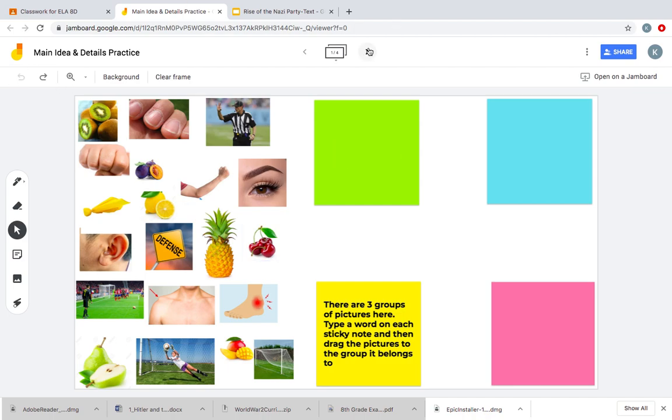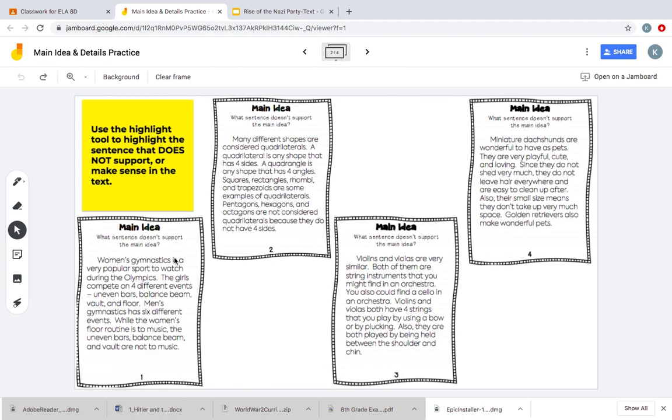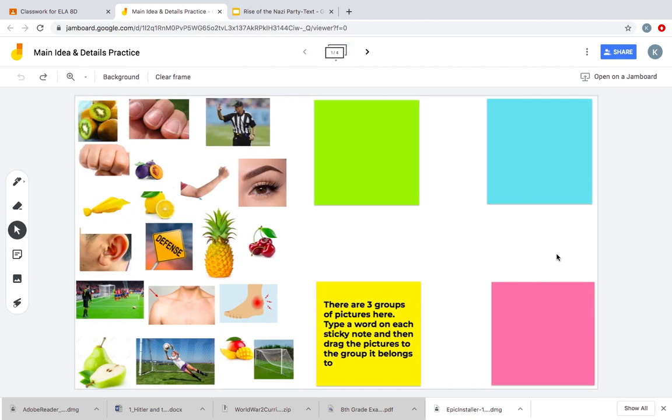Kind of delete that. Okay. Next, you are going to use the highlight tool to highlight the sentence that does not support or make sense in the text. Okay, so essentially, well, first, let me explain.